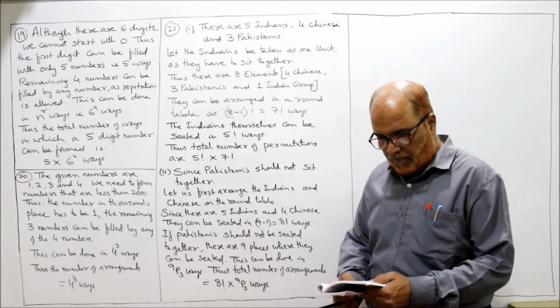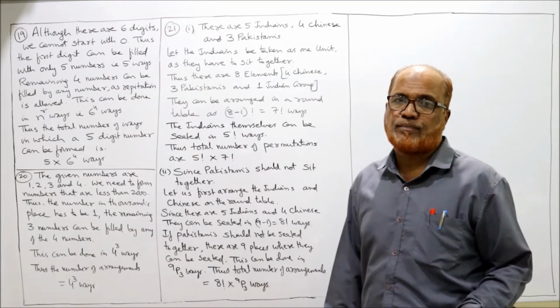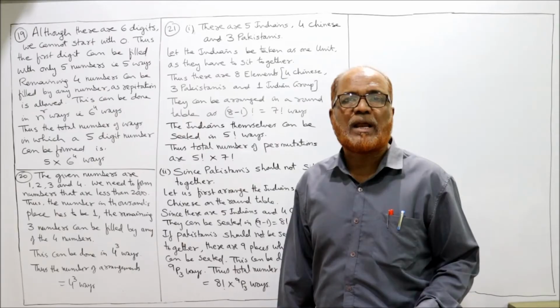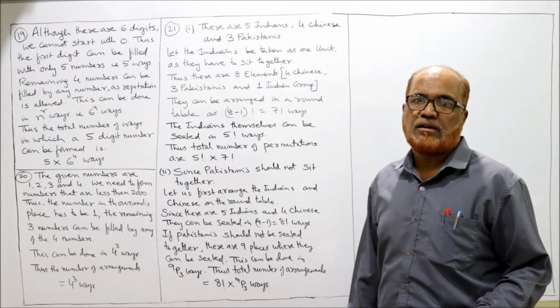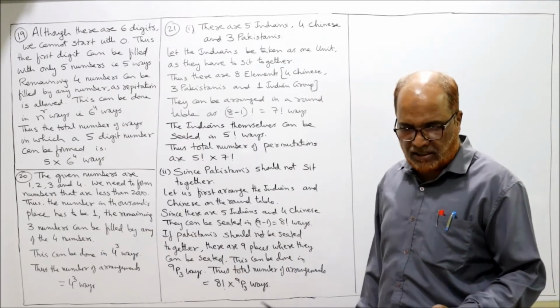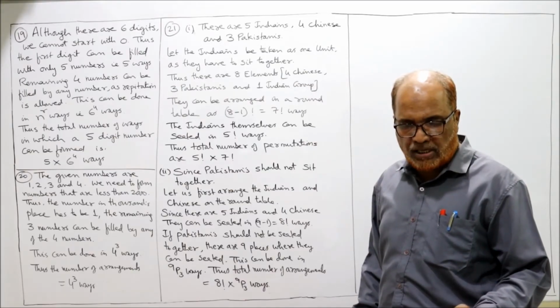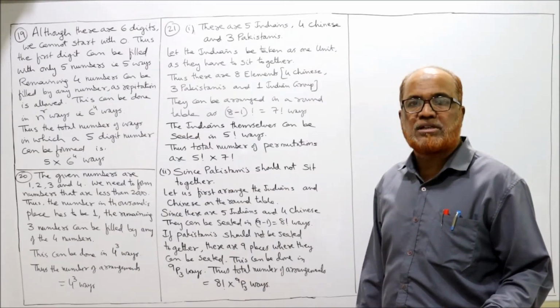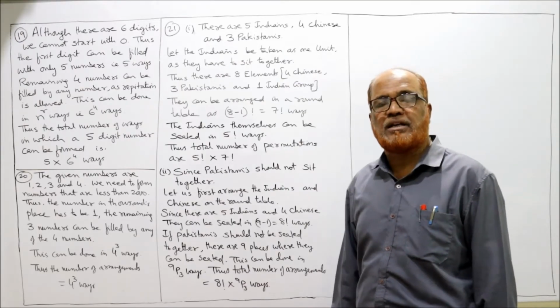Now, 20th problem. Find the number of 4-digit numbers less than 2000. Less than 2000 means up to 1999. Below 2000 means 1999. So find the number of 4-digit numbers less than 2000 that can be formed using the digits 1, 2, 3 and 4 if numbers can be repeated.